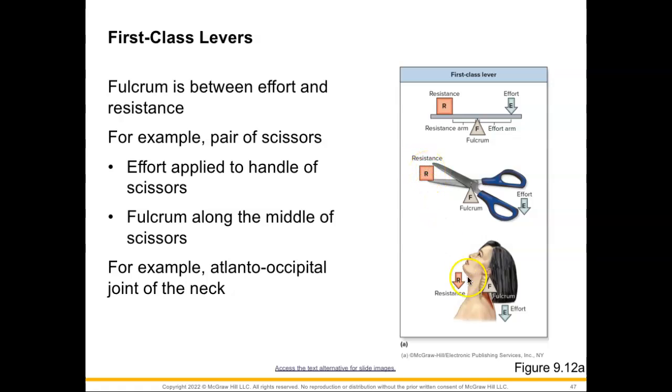And in our body, an example of this would be our atlanto-occipital joint. So where those occipital condyles are coming together with the superior articular facets of our atlas or C1. We can see that our fulcrum would be right over here. Our resistance would be our chin or the weight of our head here. And then effort would be that muscle pulling it back, allowing for extension of our head.